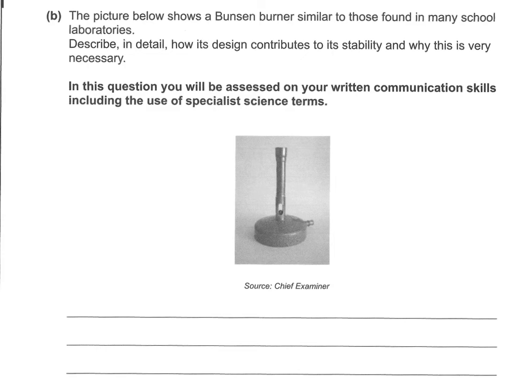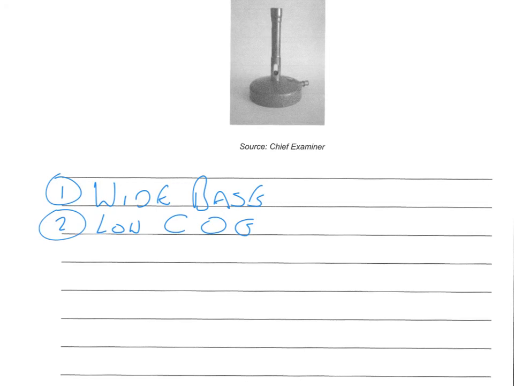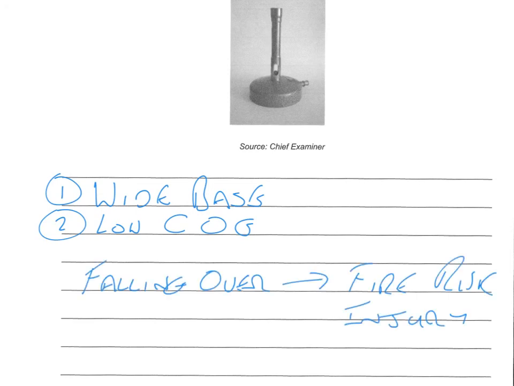Okay, so we're talking about the stability of this object. The pair of important ones that you remember: for good stability, an object should have a wide base and a low centre of gravity. So this has both of those because a lot of the mass is at the bottom there. And you need to explain that if it was to fall over easily, that would produce a fire risk or the risk of injury to the person using it. So just a good, well explained set of facts there.